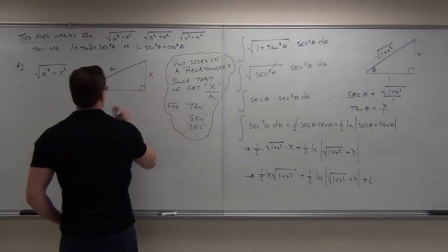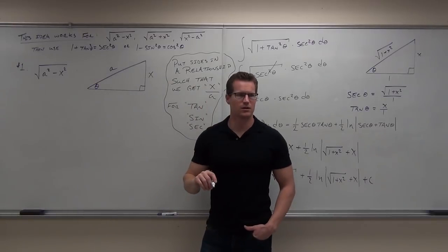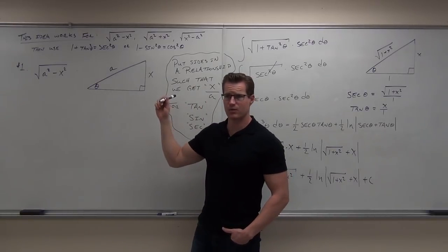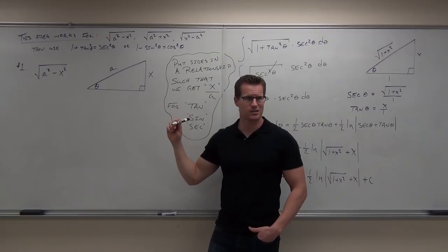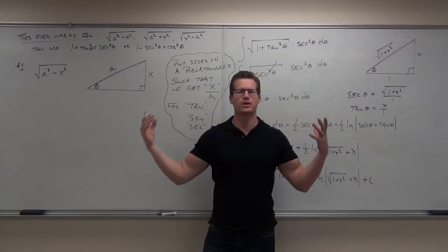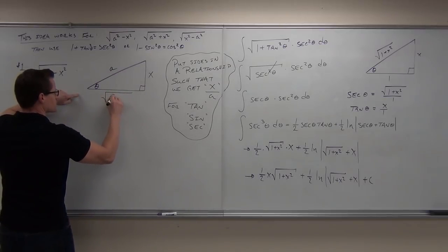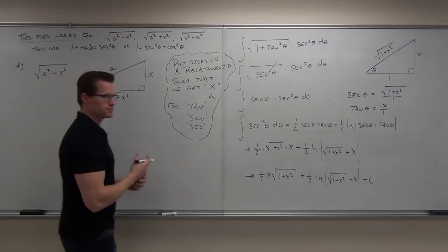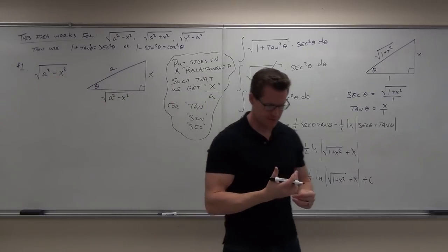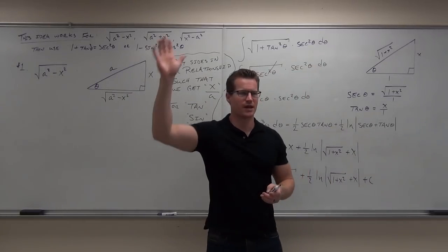If x goes here, if x goes there, can I make x over a with either sine or tangent or secant? Which one? Sine. Brilliant. Just fill up the rest of the other side with whatever it is. A squared minus x squared. That's the idea. Show of hands if you understand the idea.